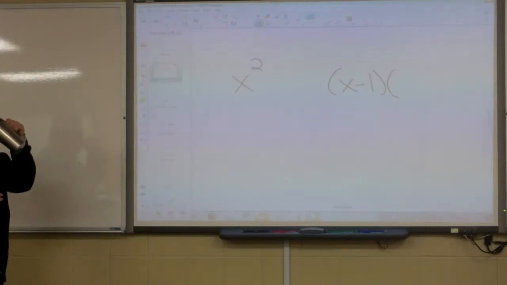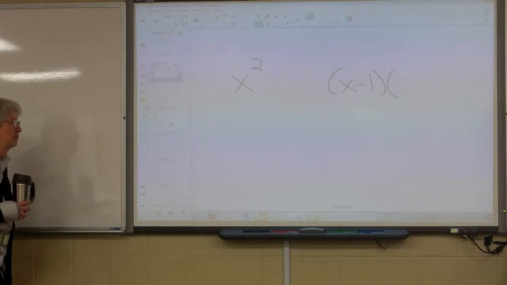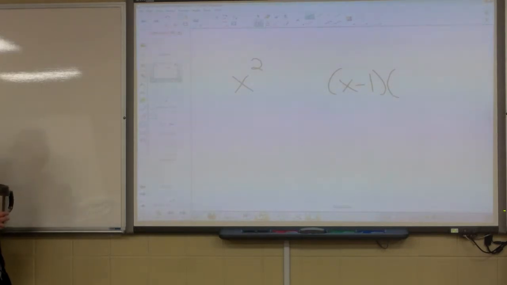Original number you are thinking of, we are squaring it. And so we want to prove that x squared is equal to the product of the two borders minus one. So x minus one would be that border to the left, the one that's one less, and x plus one would be the border to the right.